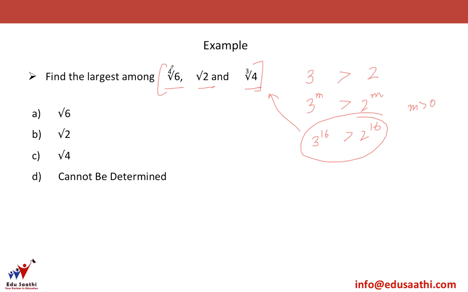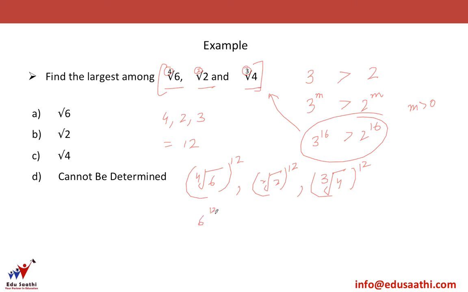So now we have a fourth root, a second root, and a third root. What I'll do is write 4, 2 and 3 here and take their LCM. The LCM of 4, 2 and 3 is 12. Now, fourth root of 6, I'll raise this to the power 12. Similarly, second root of 2, I'll raise this also to the power of 12, and similarly third root of 4 raised to power 12. So this gives me 6 raised to power 12 by 4.